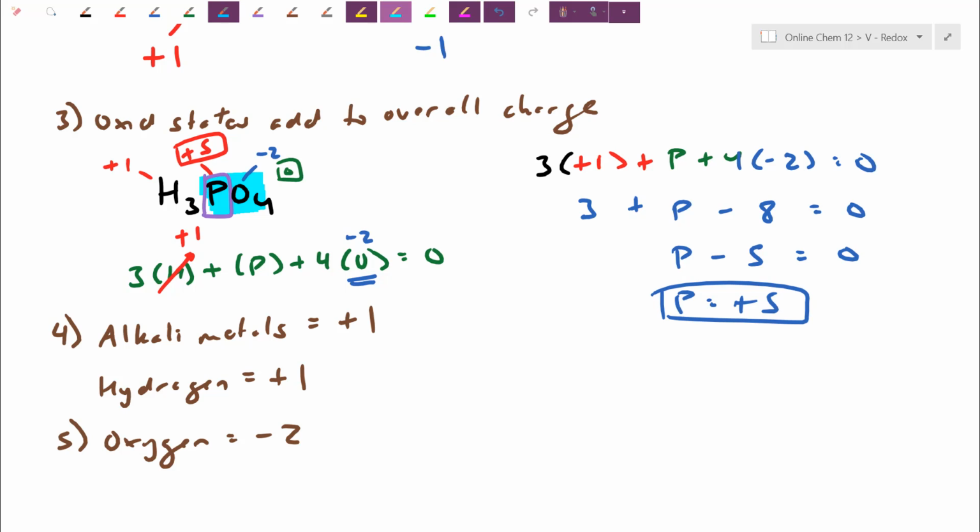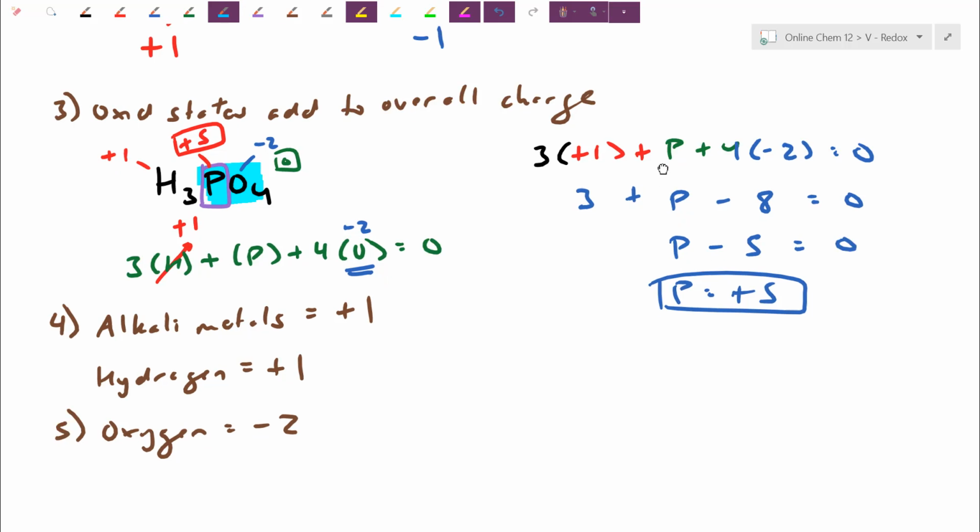Now, those are the standard cases. Now I figured out phosphorus is actually +5. I don't want you to memorize. Okay, now every time I see phosphorus, it's going to be +5. Phosphorus in this compound is actually +5. Okay, what if it happens to be in another compound? So let's give you another compound.